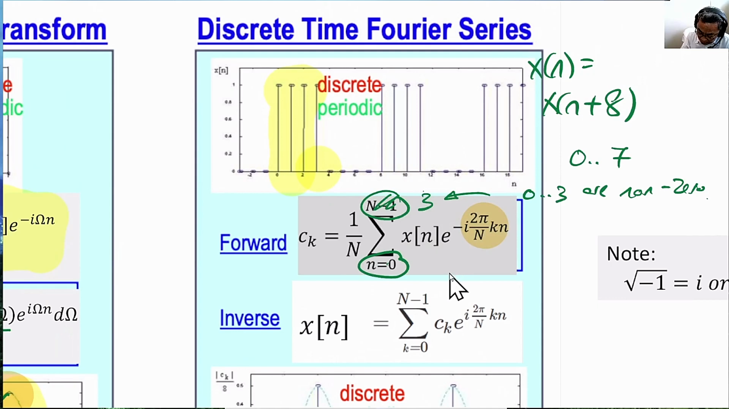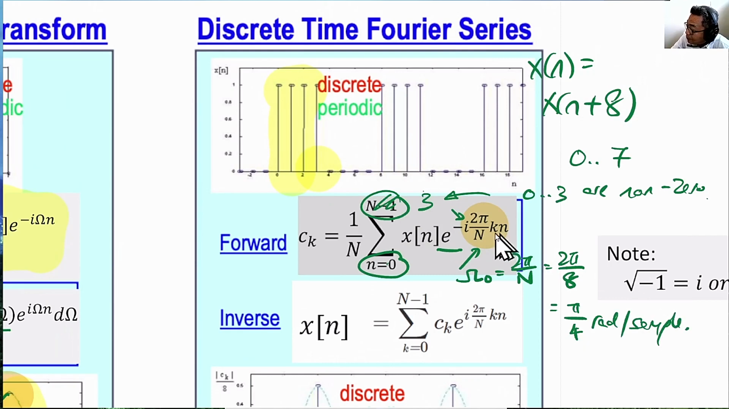The signal, the complex exponential, must be e to the power minus j. So this is i, sometimes we use j, doesn't matter. The key idea is that we have something called omega naught, the fundamental frequency, which is 2 pi over big N. And in this case, the big N is 8.